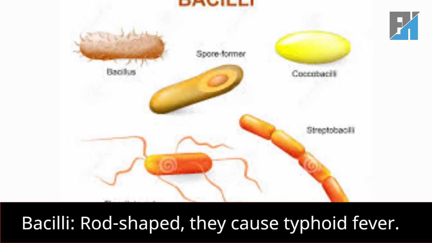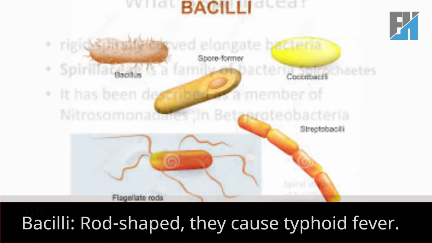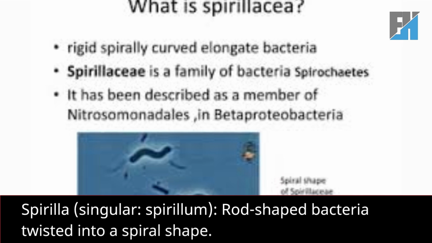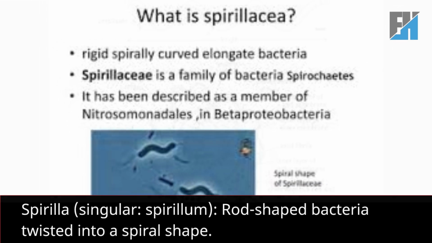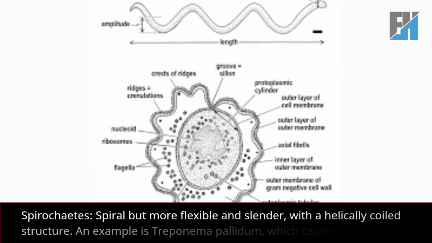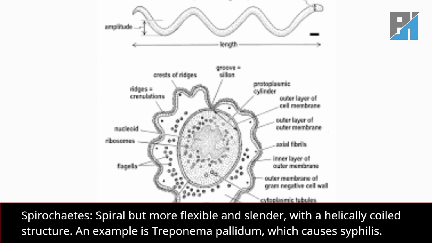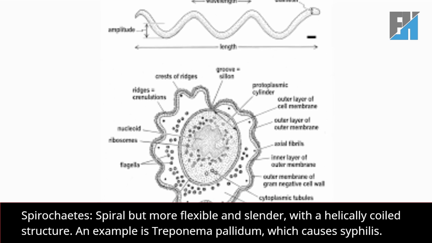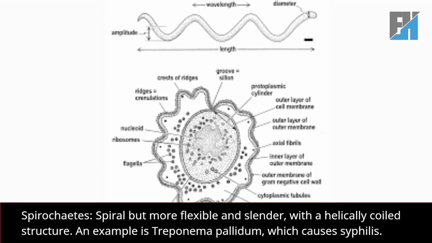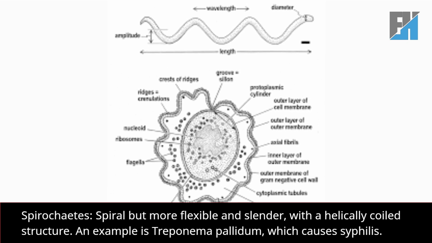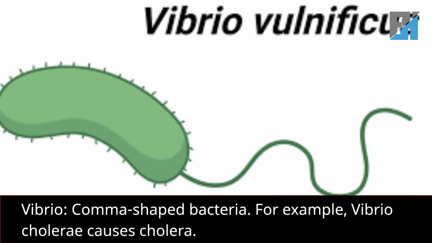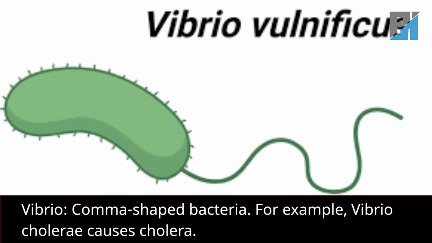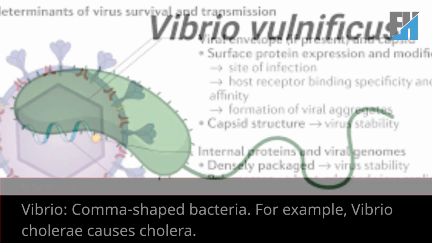Bacilli, rod-shaped, cause typhoid fever. Spirilla, singular spirillum, are rod-shaped bacteria twisted into a spiral shape. Spirochetes are spiral but more flexible and slender, with a helically coiled structure. An example is Treponema pallidum, which causes syphilis. Vibrio, comma-shaped bacteria. For example, Vibrio cholerae causes cholera.